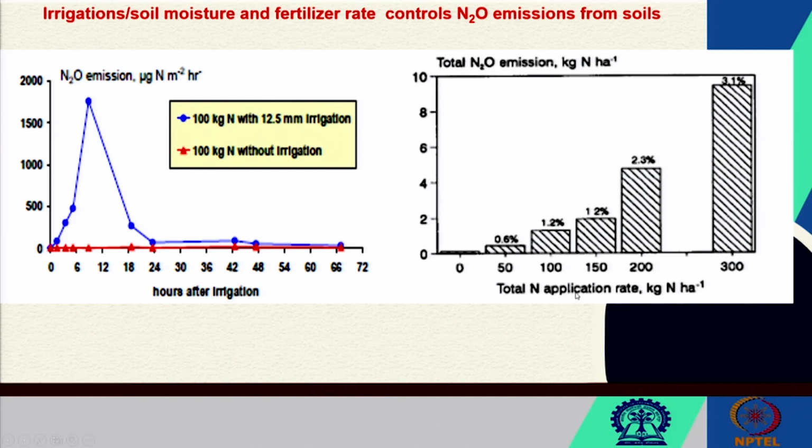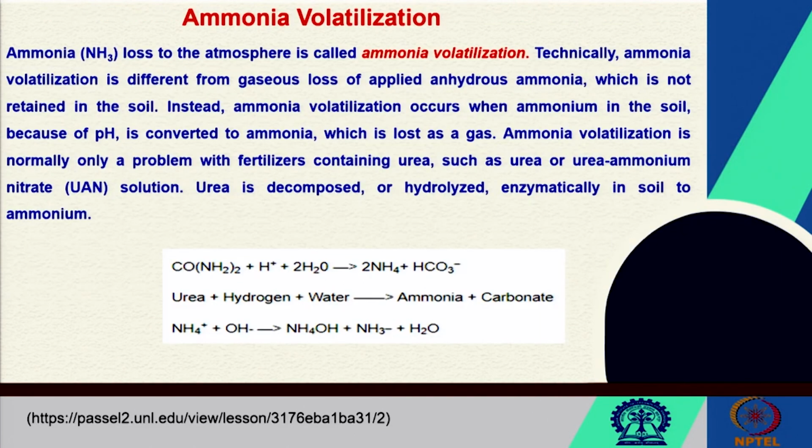Similarly, as we increase the total nitrogen application rate from 0 to 50 to 100 to 150, then 200 to 300, we can see there is a concomitant increase in total nitrous oxide emission also. So, that shows the impact of total application as well as the moisture in the soil.